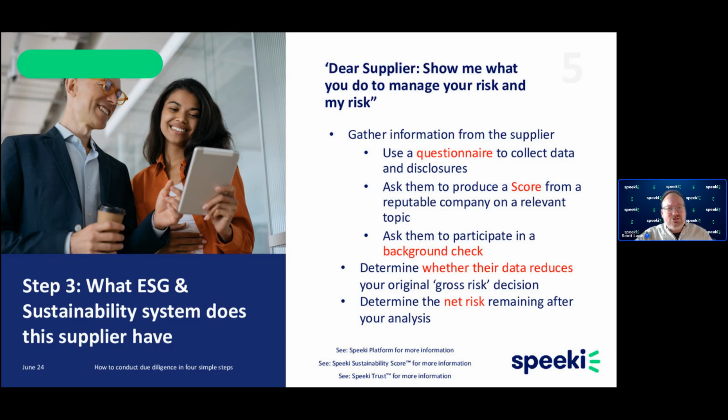Step 3 should be fairly obvious. It's now saying, well, now that we understand the gross risk in this supplier, is it true or not? In fact, is what we think is happening, is that happening or not? We think there's risk in this particular supplier based on the process we've been through. Is it true or not? What has the supplier done to reduce that risk? And the answer is, I generally don't know. We need to find out.